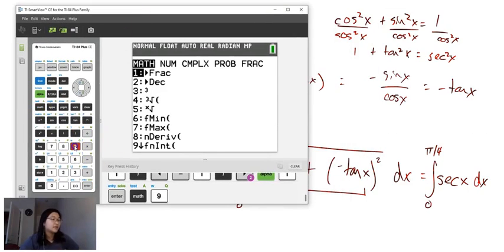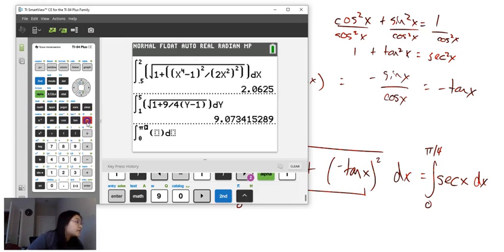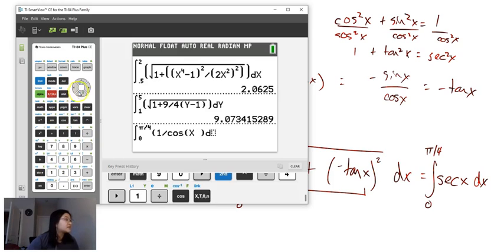Math 9, integral from 0 to pi over 4 of secant, which is 1 over cosine of x, with respect to x.